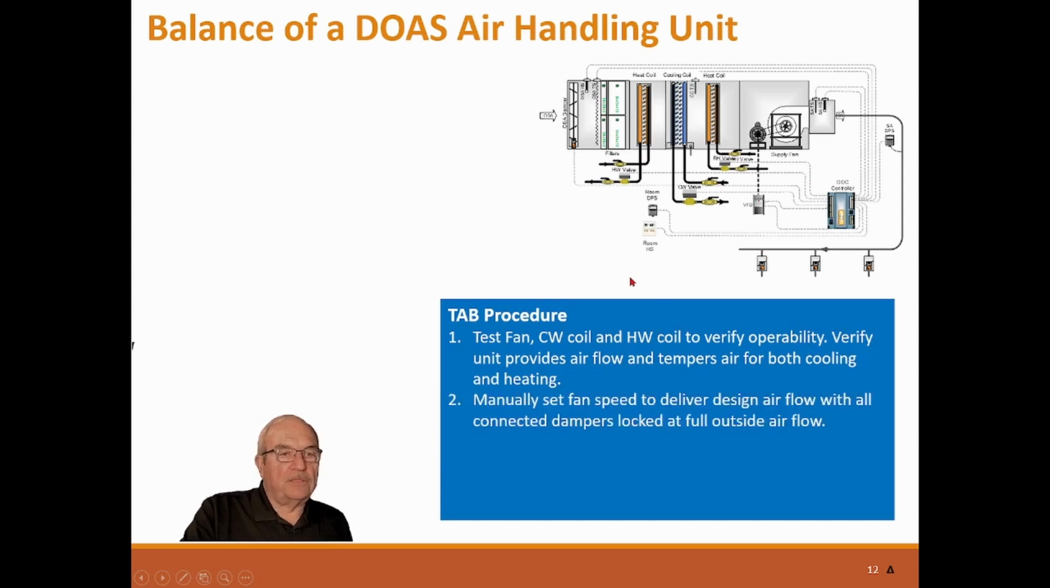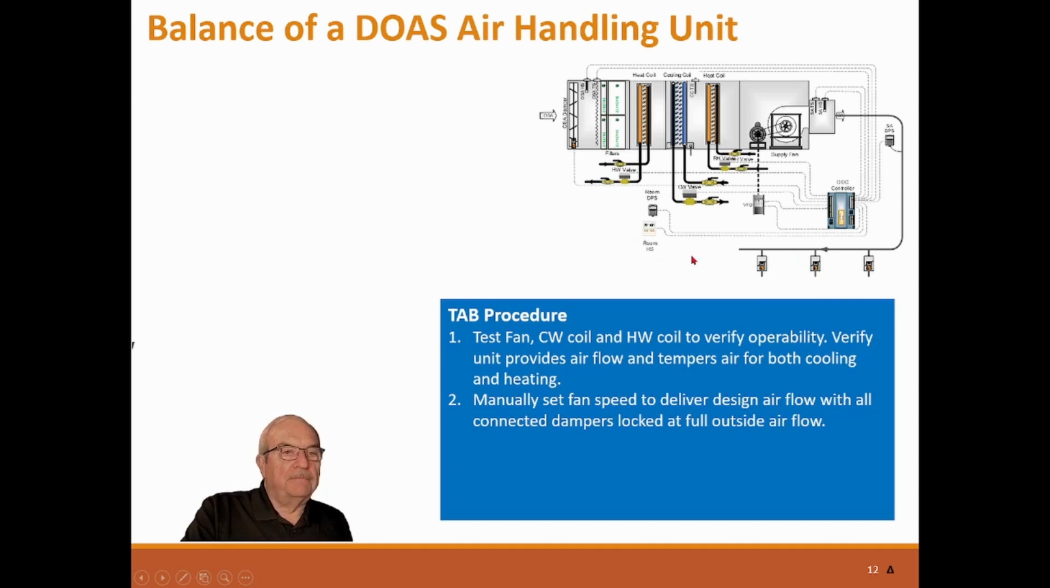Manually set the fan speed to deliver design airflow with all connected dampers locked at full outside airflow. So you've gone out to these air handlers, and these have all been set up for maximum outside airflow, because these are probably all VAV units. So we want to make sure this is at the maximum ventilation air supply or building pressure supply that it requires. So these are all set at their maximum design flow.